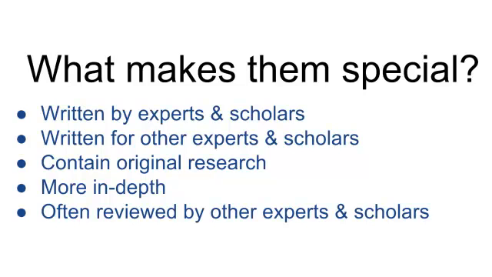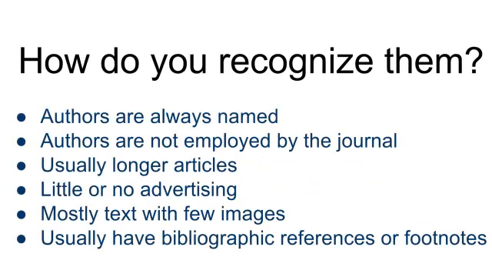Articles that are peer-reviewed go through a process where they are reviewed by other experts on the topic before they are published in a journal. Scholarly articles are excellent sources for students to help them understand the topic and the process of academic discourse. The authors are always named and their credentials and affiliations are usually listed. They are not journalists or employed by the journal. They are professors, scientists, researchers, or experts writing about their research findings.